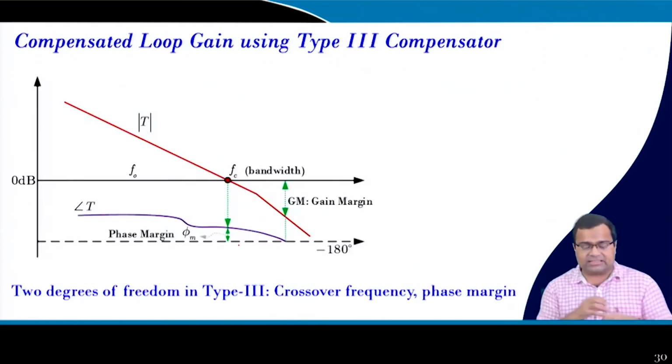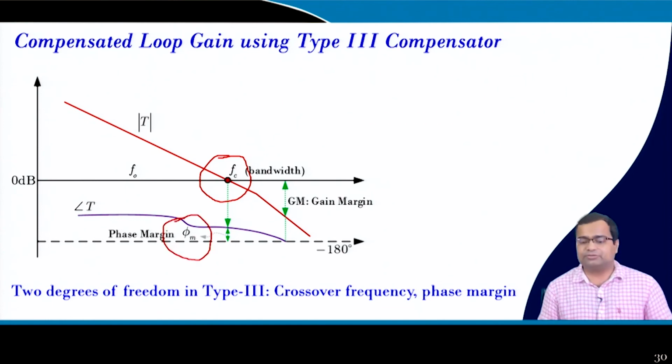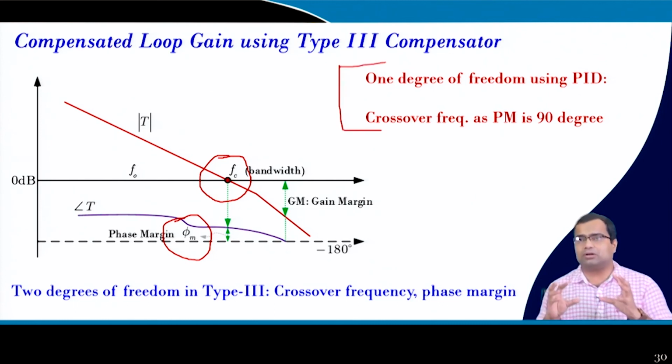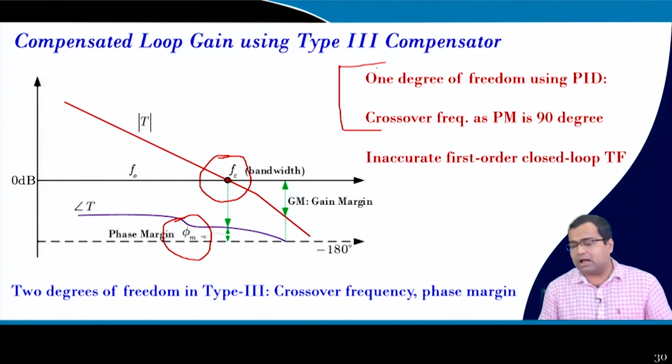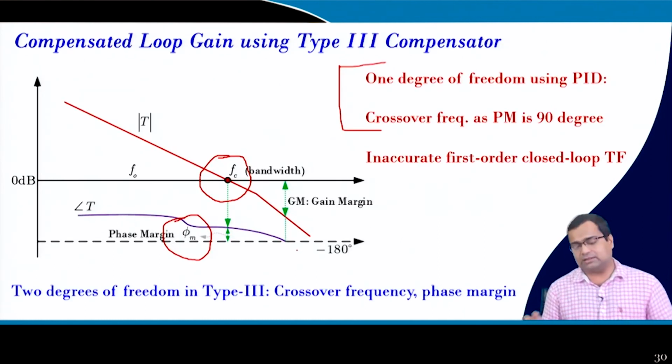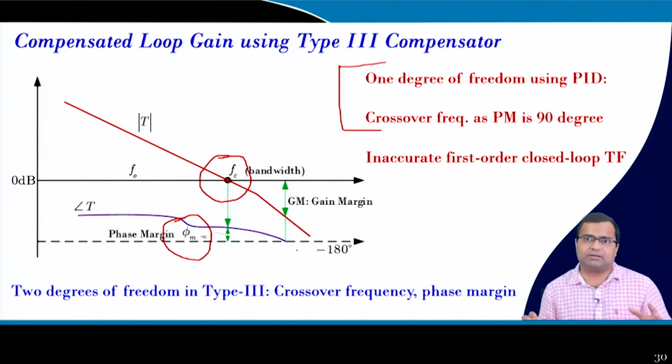Now, here the additional degree of freedom provides the ability to independently adjust both the cutoff frequency as well as the phase margin. Earlier it was only 1 degree of freedom, where we have control only over the cutoff frequency, but it has a limit. With the inaccurate first order model in the analytical method, but now with this type 3 compensator we have an additional degree of freedom, and we could achieve a much better response.